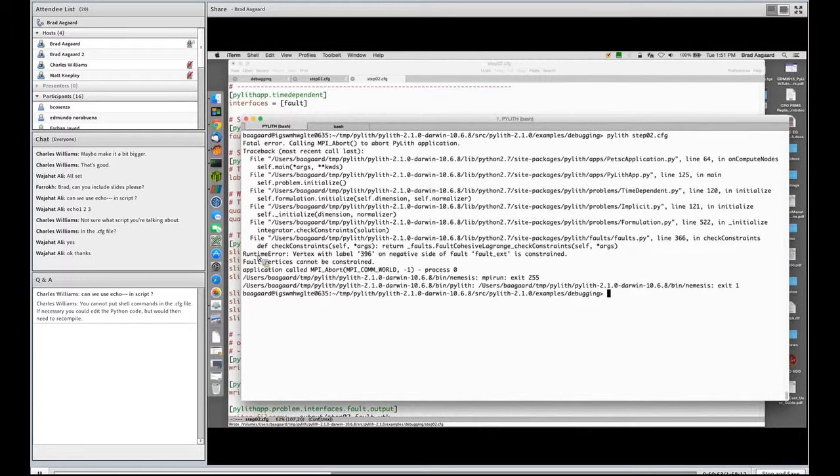This time it says vertex with label 396 on negative side of the fault, fault ext is constrained. Fault vertices cannot be constrained. And that is true. I have tried to place a Dirichlet boundary condition on a vertex that is part of the fault. We don't allow this because we're trying to impose a prescribed slip on the fault, and if we constrain what the displacement is, we cannot enforce both of those constraints in general simultaneously. There may be specific cases where that can be done, but in general that is not possible, and so PyLith does not allow that.